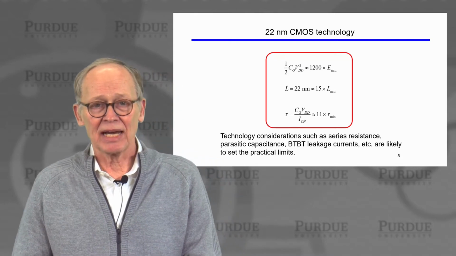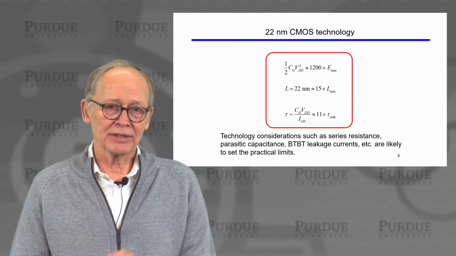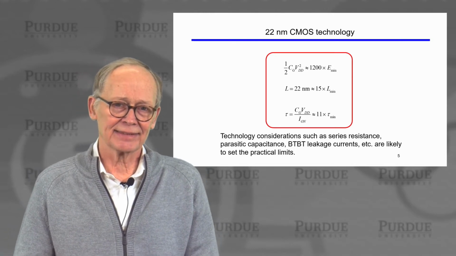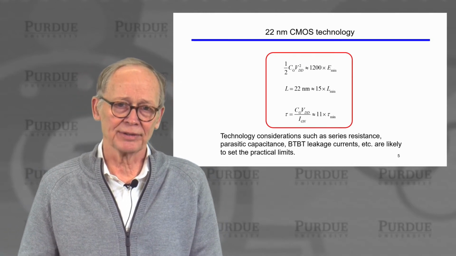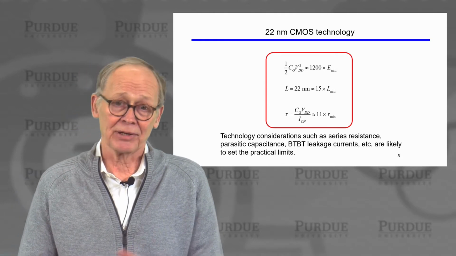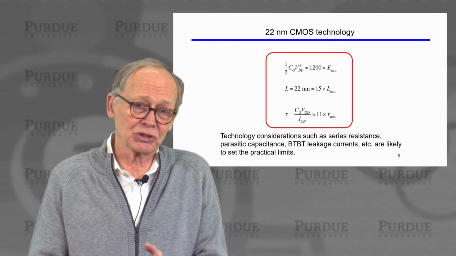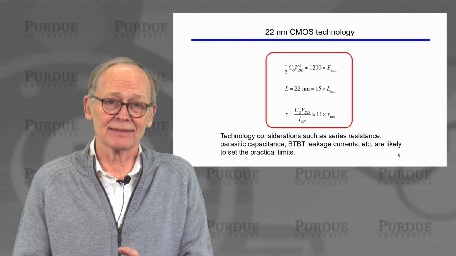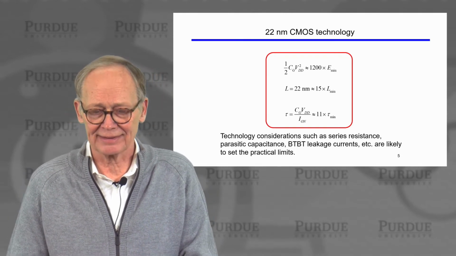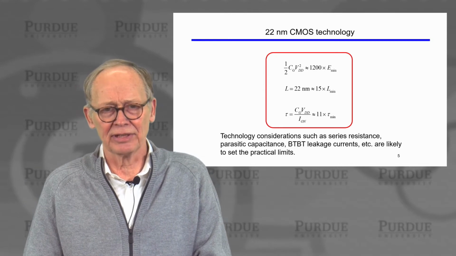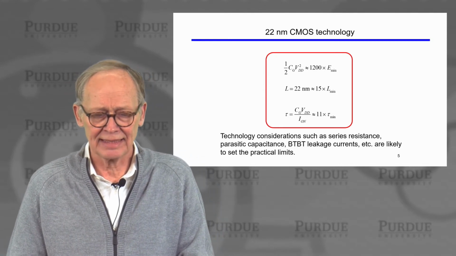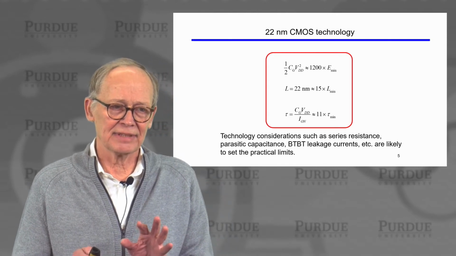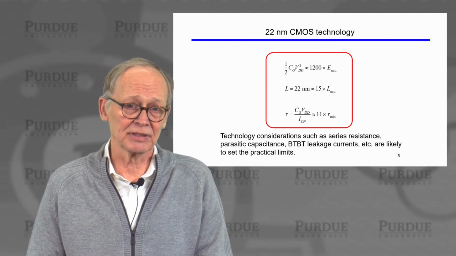Okay. Now, in reality, we're not going to get all the way to the fundamental limits. There will be technology considerations. Series resistance is getting more and more important as we scale dimensions down. Parasitic capacitances: as we push everything closer and closer together, the intrinsic gate capacitance is a smaller fraction of the total capacitance. There are various leakage currents from band-to-band tunneling and things, and these practical issues will end up dictating how close to the fundamental limits we can get.